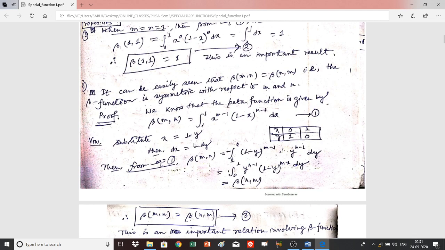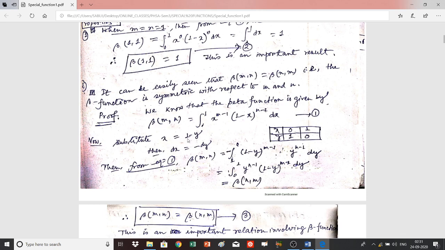Now substitute the value of x and dx in this equation. So that will result in beta mn equal to the integral with limits of integration 1 and 0, with a negative sign for dy, that is minus dy. After that you substitute x by 1 minus y, that will give you (1 minus y) to the power n minus 1.